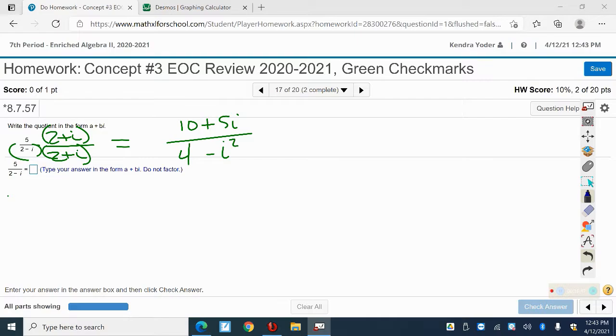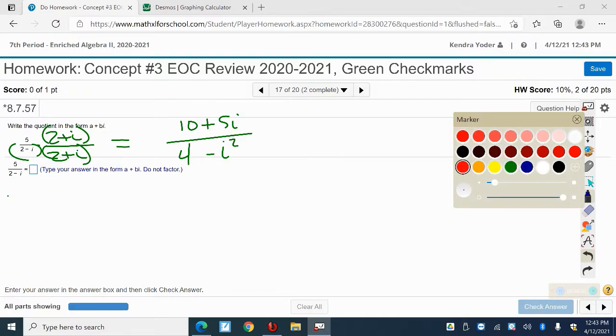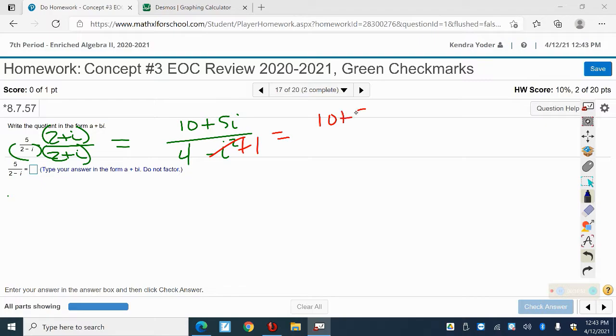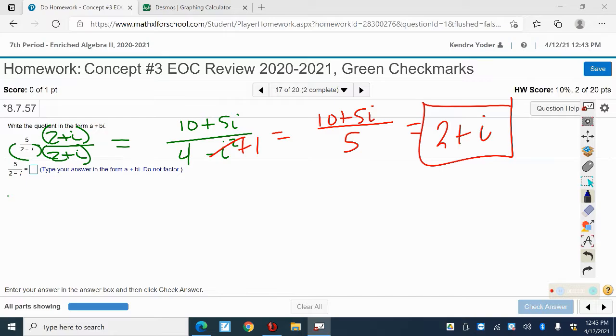Now what does i squared equal? i squared is equal to negative 1, so that's a plus 1 to give you 10 plus 5i over 5. 10 divided by 5 is going to be 2, 5i divided by 5 is going to be i. And if you read this, the directions want you to put it in a plus bi form. So if it was not reducible, you would have literally written it like this. Okay, but this can be reduced. So that's why you have to give me the box.